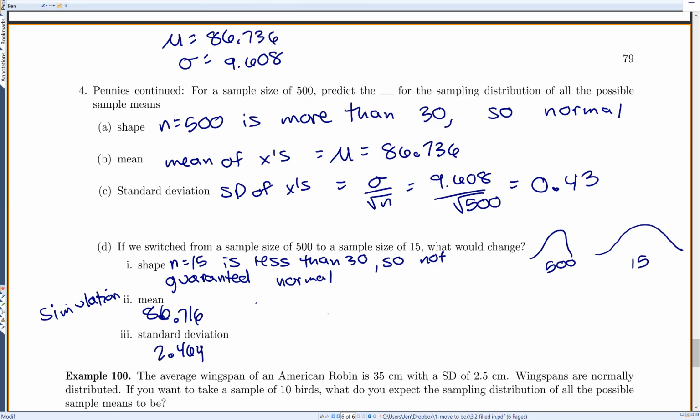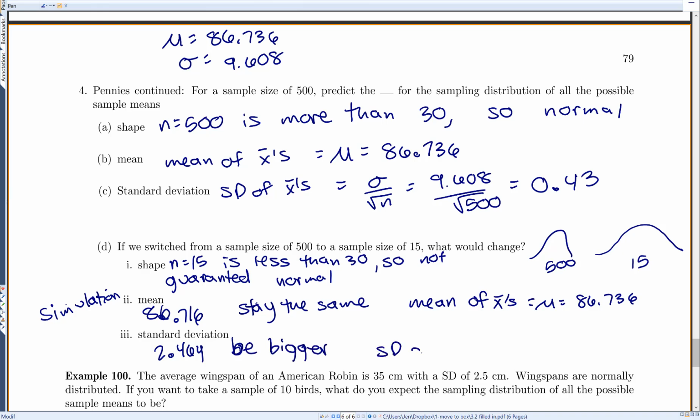Now, we would have expected the mean to stay the same. So the mean stayed the same because we realized that no matter the sample size, the mean has to just be equal to our population mean mu. So my mean of my x bars, oh, I'm sorry, I just wrote x's. Those are x bars there up on our notes. The mean of my x bars is mu, so it's supposed to be 86.736. Okay. But our standard deviation, we realized that my sample size is smaller, so my standard deviation has to be bigger.